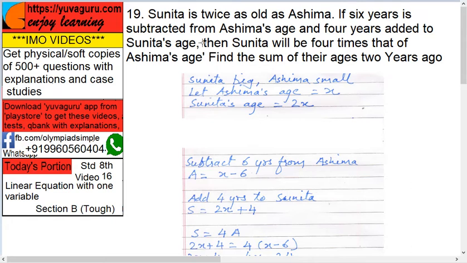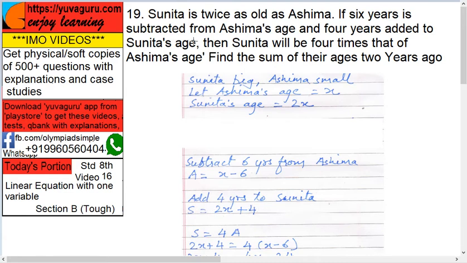So Sunita's age will be twice as old as Ashima, so 2x. Okay. Now what is given next? 6 years subtracted from Ashima's age. Subtract 6 years from Ashima's age, so a equals x minus 6, right? X minus 6. Add 4 years to Sunita. That's what is required. So s equals 2x plus 4.